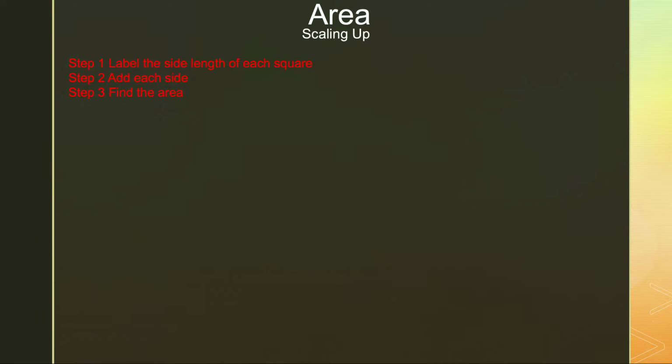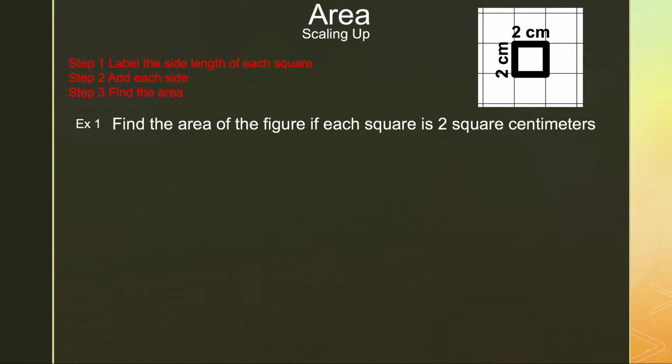Let's take a look at the steps in order to do this. Step 1, label the side length of each square. Step 2, add each side. Step 3, find the area. So let's go ahead and take a look at the first example.